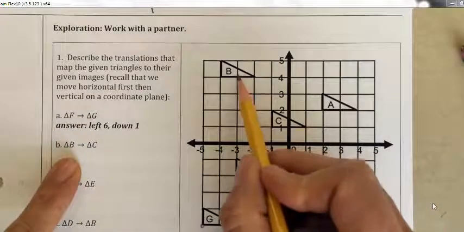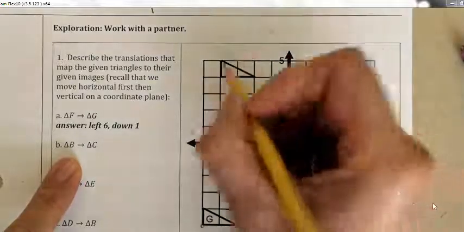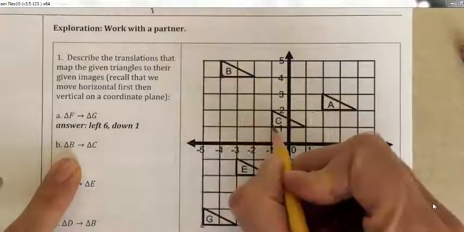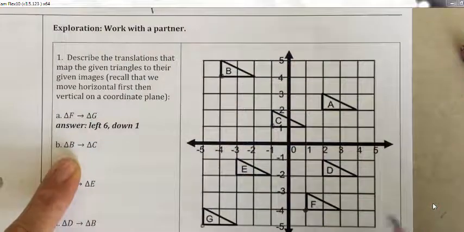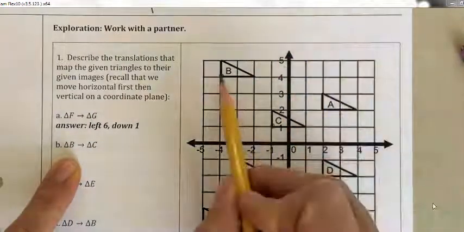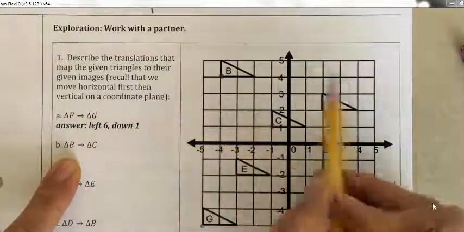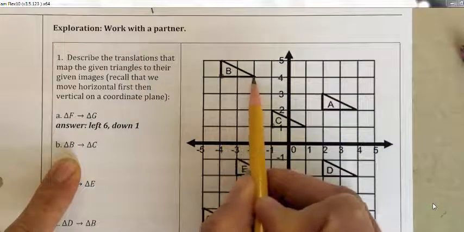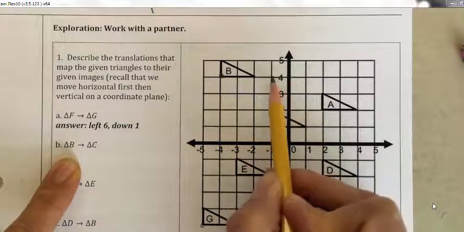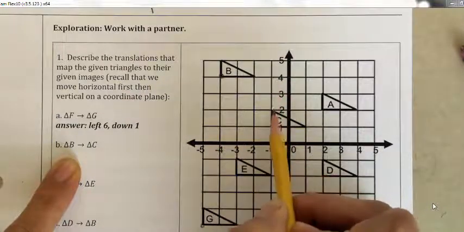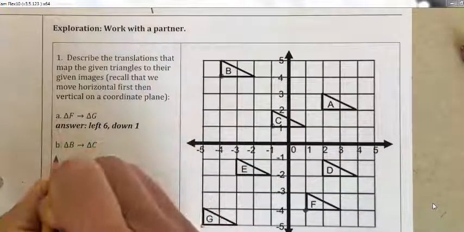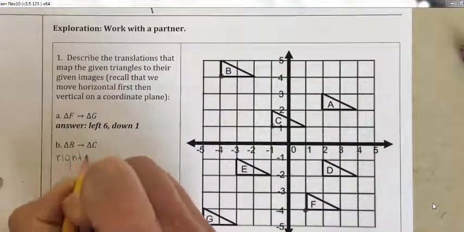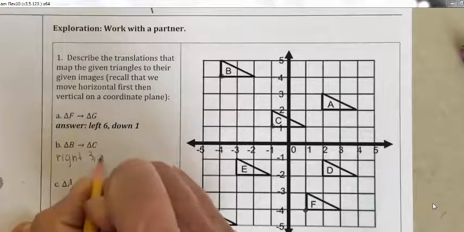So triangle B to triangle C. Again, I'll just use that right angle because it's really obvious. I'm going to go along horizontally first, so I'm going to go 1, 2, 3, 3 to the right, and then down 1, 2, 3. So I'm going to go right 3 and down 3.